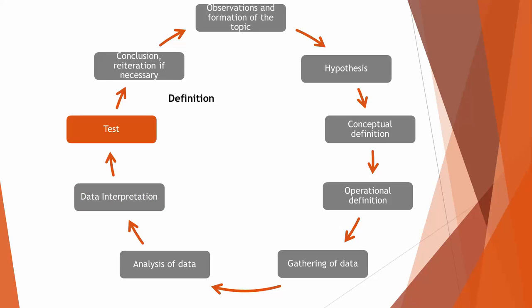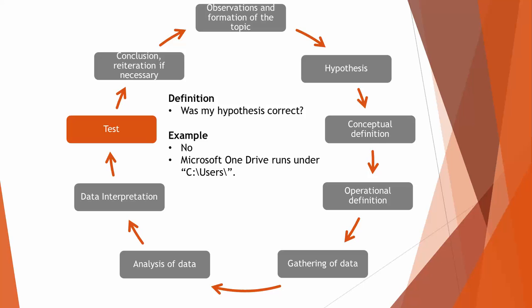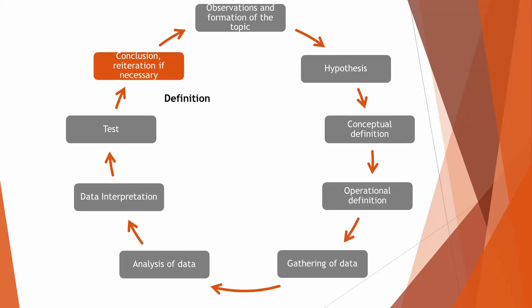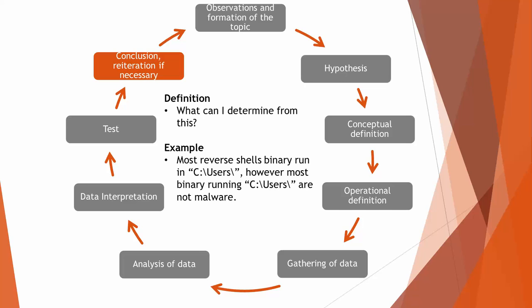We're going to go ahead and test. This is where we actually see if our hypothesis is correct. In our example, it is not. Microsoft OneDrive runs within C:\Users. What can we conclude from this? So this is what can we determine from these results. In this example, most reverse shell binaries run within C:\Users. However, most binaries running within C:\Users are not malicious.